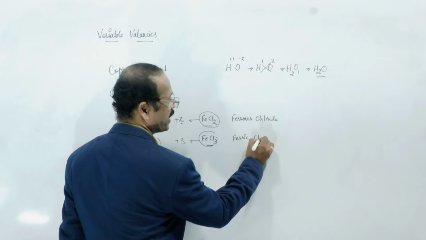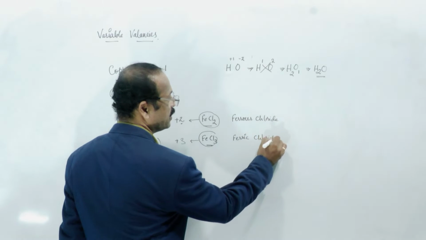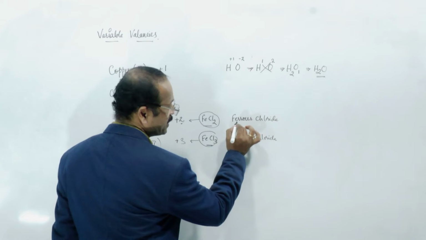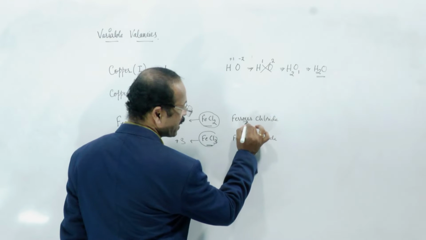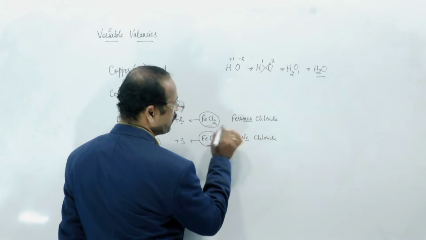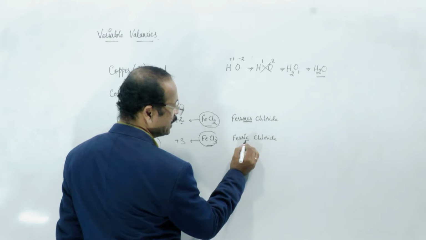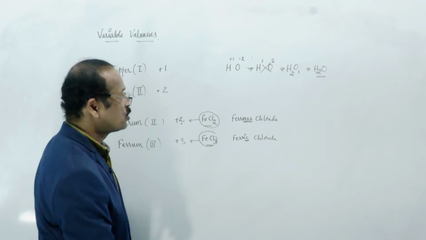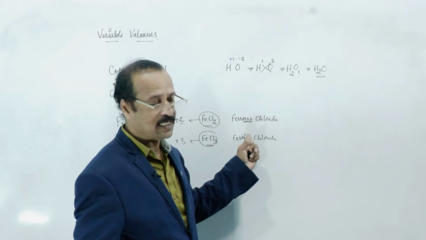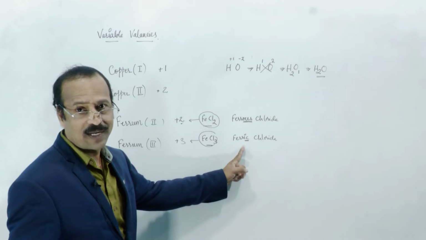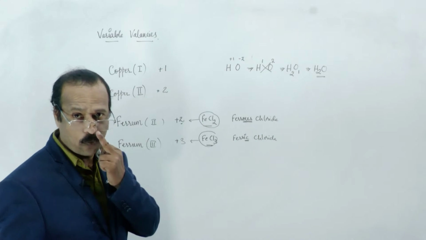Now here, what name can we give to this one? Ferric chloride. Did you observe the difference here? What is the difference here? This is ferrous. This is ferric. Since FERR is common, the difference is what? OUS. Here the difference is what? IC. So OUS is called what? US. Here IC is called what? IC. Is this clear to you?